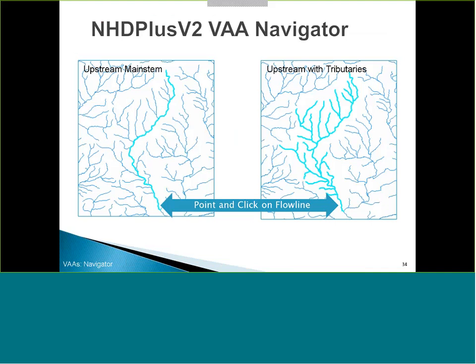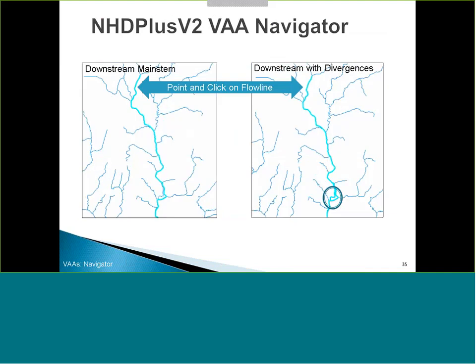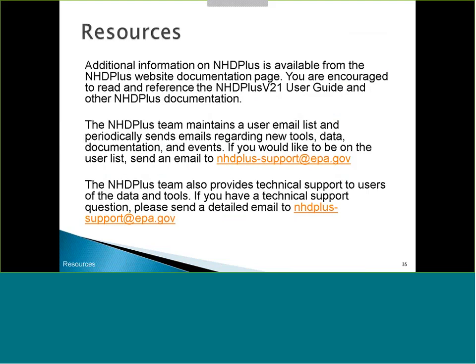Here's upstream main stem and upstream with tribs, just pictures of those. Here's downstream main stem and downstream with divergences. So you can see in the circle there was a little flow split, and it followed both the paths. If you said downstream main stem, it follows what it thinks is the main path. And that is the end of navigation and navigation attributes. Are there any questions?